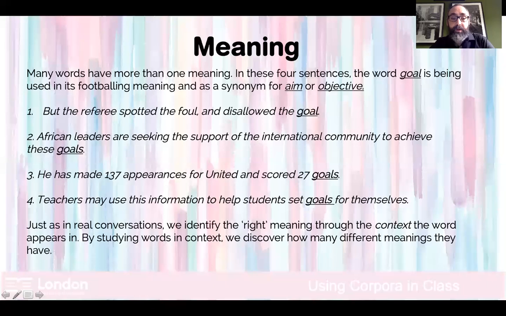So just as in real conversations, we identify the right meaning through the context it appears in, as I was saying before, okay. And by studying words in context, we discover how many different meanings they can have. Sometimes we are not even aware of the meanings some words might have. And until we analyze the context, and until we analyze these millions of examples of language, we are not fully aware of the meaning a word can have, as we will see later in one of the activities.